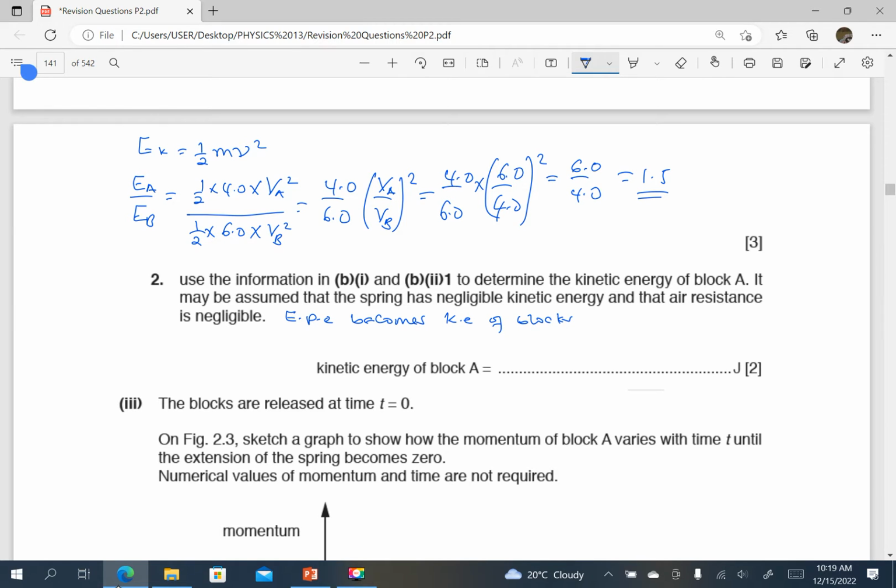And the elastic potential energy that we found was 0.48 from the previous part. This becomes kinetic energy in A plus kinetic energy in B. But in the previous part, we have that kinetic energy of A over kinetic energy of B is 1.5. So I will remove 1. Since I want kinetic energy of A, I will remove kinetic energy of B.